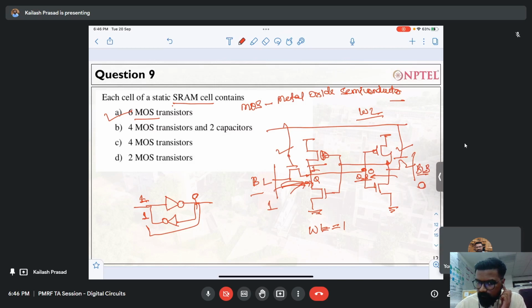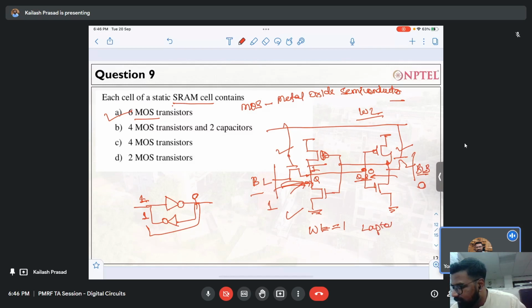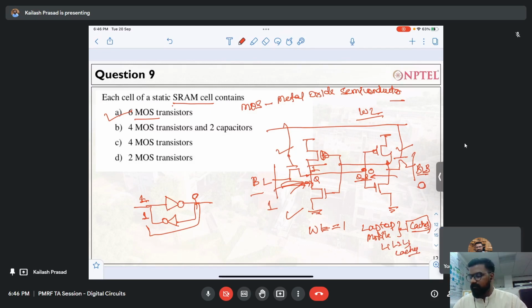Sir, any examples of SRAM cell? This is an SRAM cell. No, like you gave the example that DRAM cells are stored in laptops and mobiles. SRAM, where do we install it? I have discussed this. Let me tell you. In the laptop and mobile, there is one memory which is called cache. L1, L2, and L3 caches are made up of SRAM cells, both in laptops and everything.